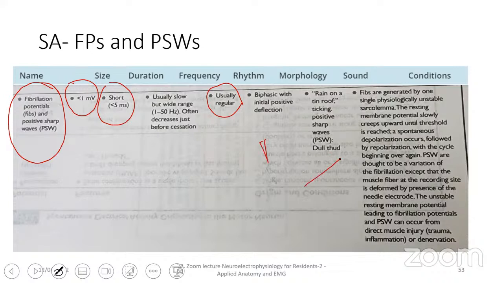Fibs are generated by a single physiologically unstable sarcolemma. The resting membrane potential slowly creeps upward until the threshold is reached. A spontaneous depolarization then occurs, followed by repolarization, with the cycle beginning over again. The positive sharp waves are thought to be a variation of the fibrillation, except that the muscle fiber at the recording site is deformed by the presence of the needle electrode, which you pushed inside. The unstable resting membrane potential, which leads to fibrillation potentials or positive sharp waves, can occur from direct muscle injury, that is trauma, inflammation, or denervation.